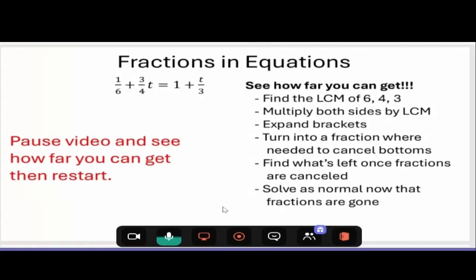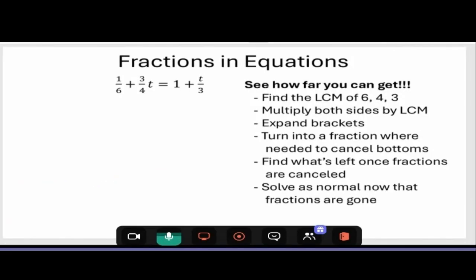So, find that lowest common multiple if you can. Once you find the lowest common multiple, try multiplying both sides. If you get that far, see if you can expand the brackets and so on. And we'll take a little pause here so people in the class can try that on their own if they want to. Just see how far you can get on it. Let's go step by step.